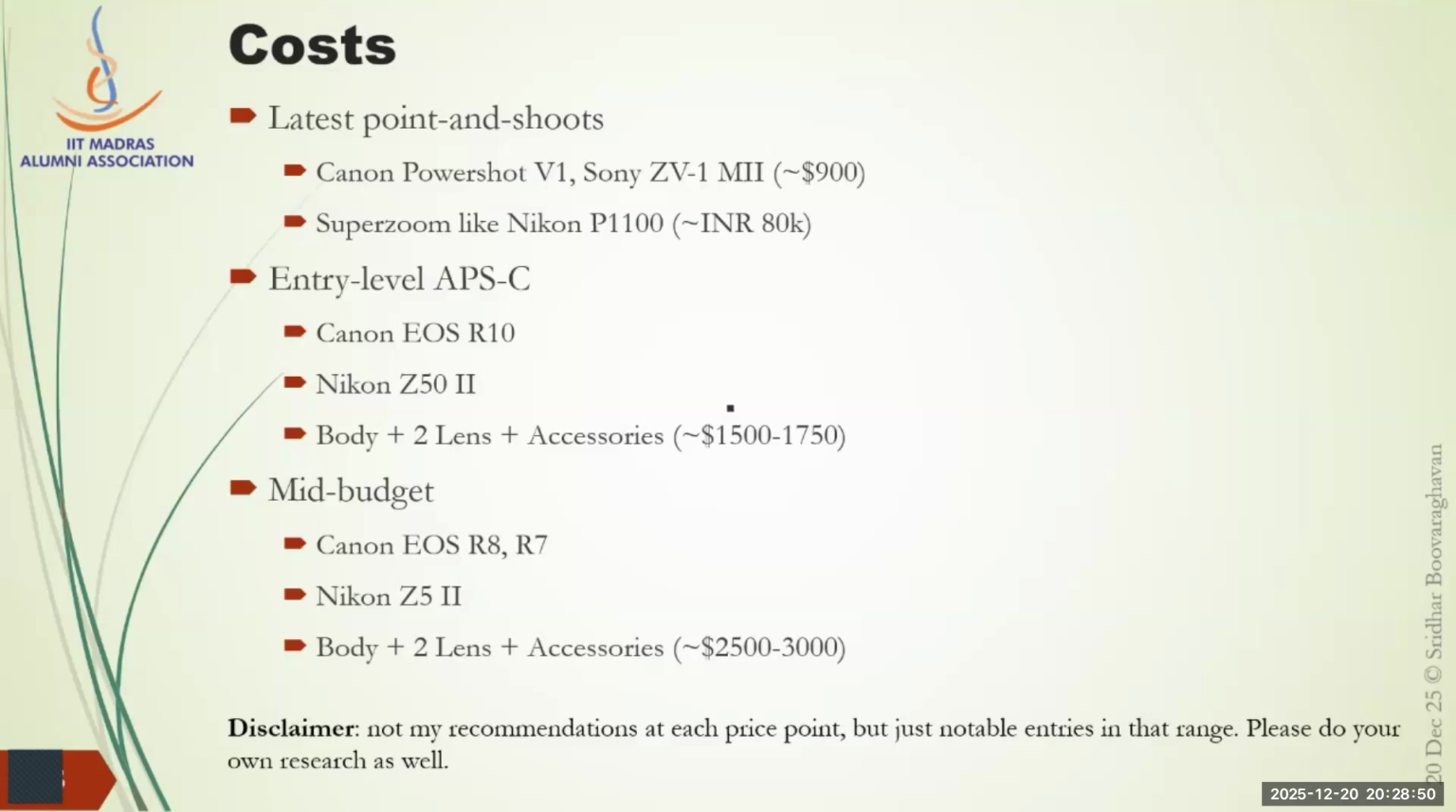So one lens would be your standard walk around lens, and then another one would be a telephoto zoom, and then some accessories. Total might be around 1500 to 1750.